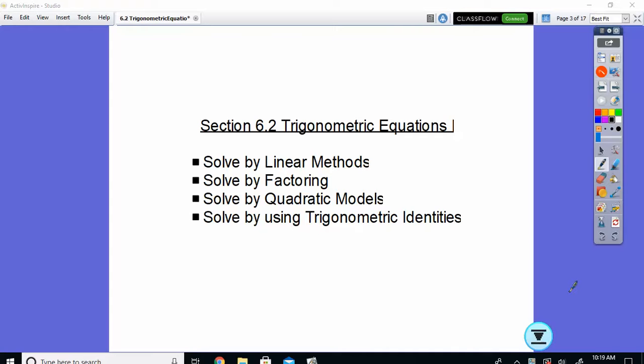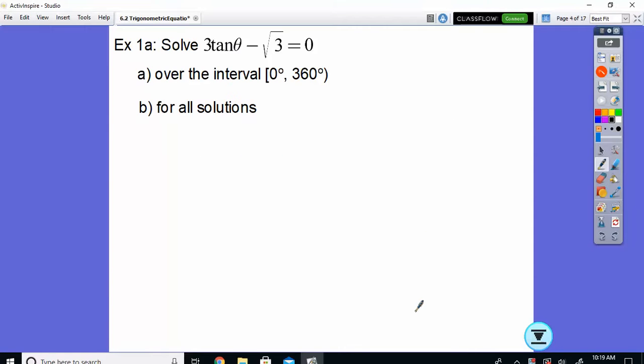So we have to limit our quadrants. If the problem starts with the inverse, that's when you are only going to give me one answer. Because these will not start with an inverse, we are going to have to tell every angle on the unit circle that would make them true. So our first problem, I want to solve 3 tangent of theta minus radical 3 equals 0.